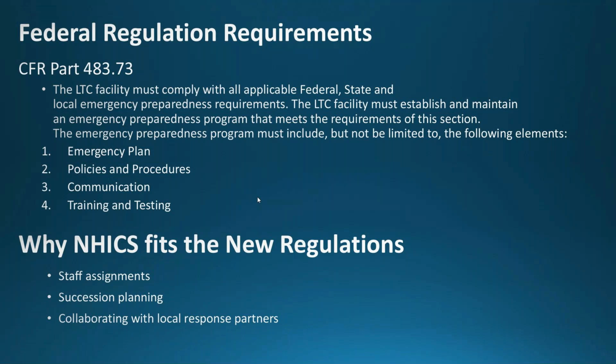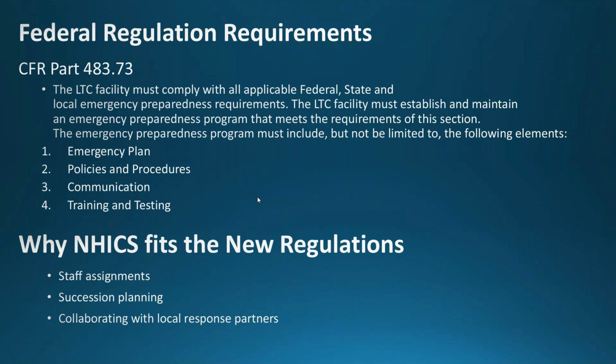But for CMS's requirements, they require 4 individual components to be a part of your program. So you need an emergency operations plan, you need specific policies and procedures. So missing resident, evacuation, shelter in place, those are just some of the mandatory policies and procedures you'll need to have. Communication plan, how do we communicate with outside entities? What's a primary and alternate means of communicating with them?